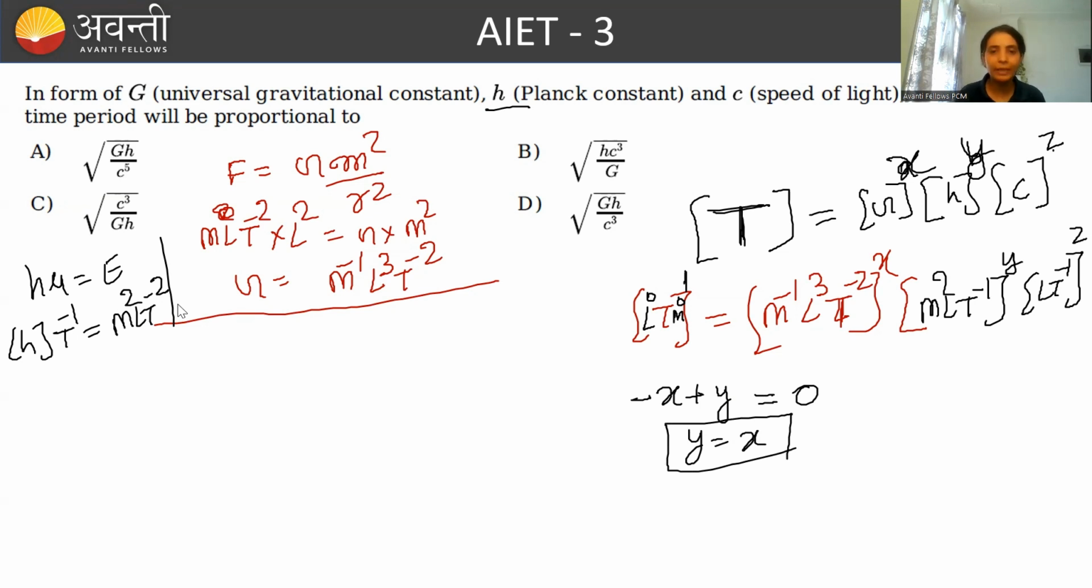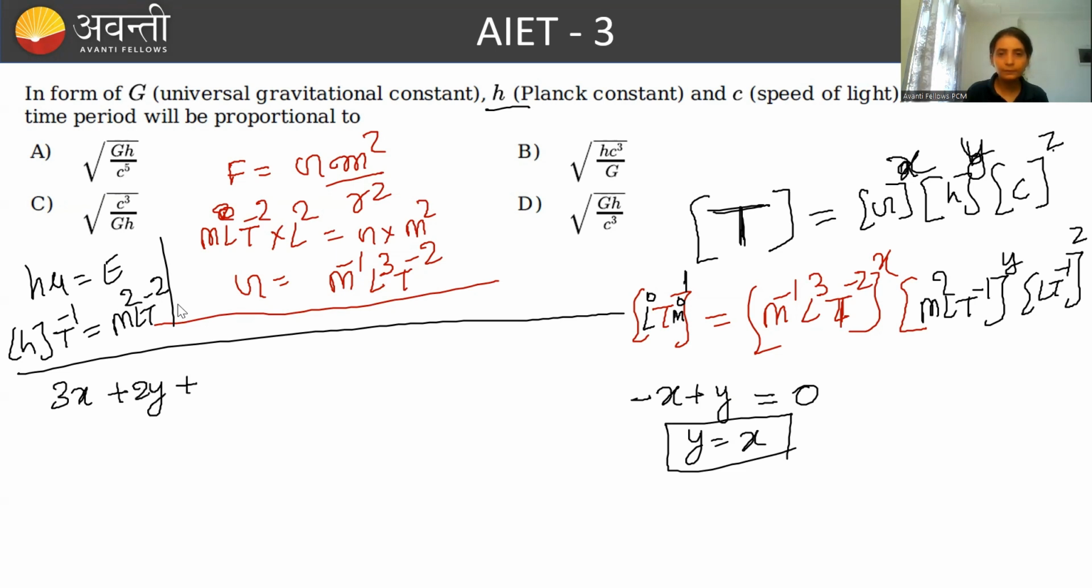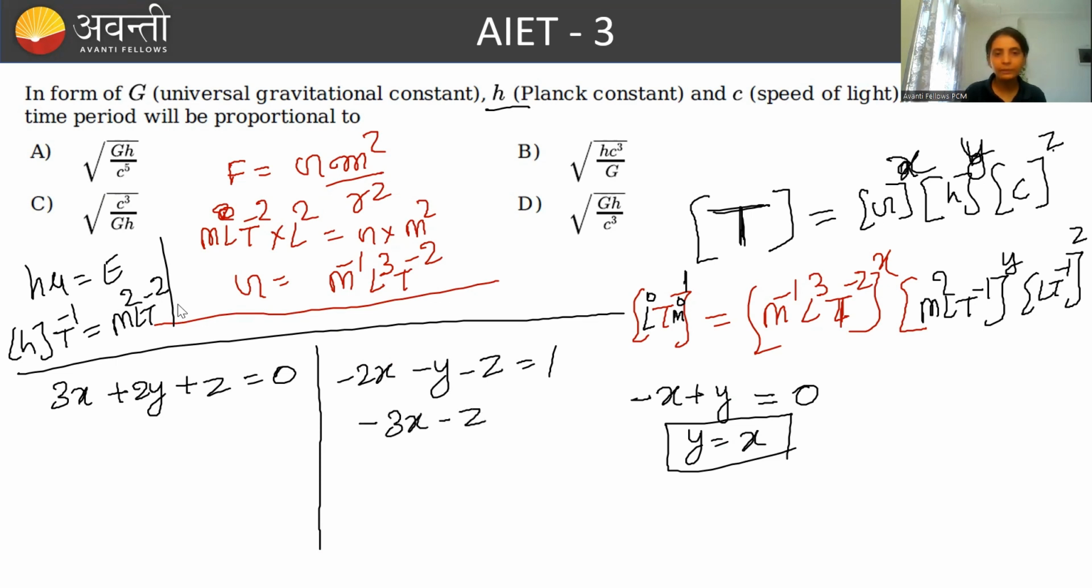Now let's compare the power of L and T also. So for L, if I write here, what will I write? The power of L is 3x plus 2y plus z is equal to 0, right? Let's compare the power of T also. So here the power of T is -2x, and here the power of T is -y minus z equal to 1, because here the power of T is 1. Now y is equal to x, write that here, so this becomes -3x minus z is equal to 1. Similarly here, if you put y equal to x, you get 5x plus z equal to 0.